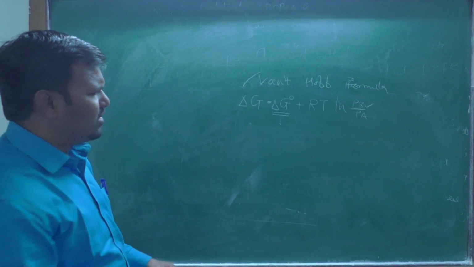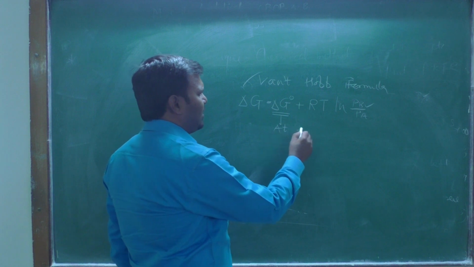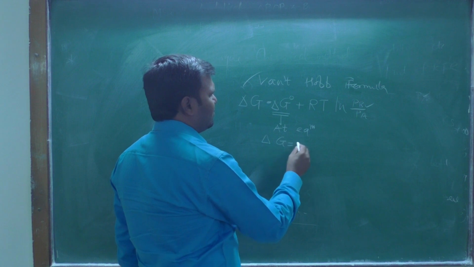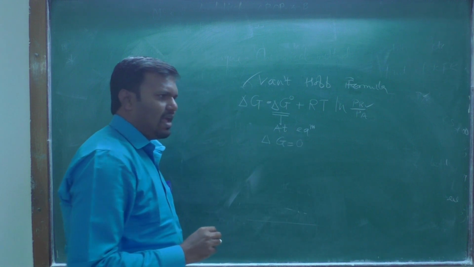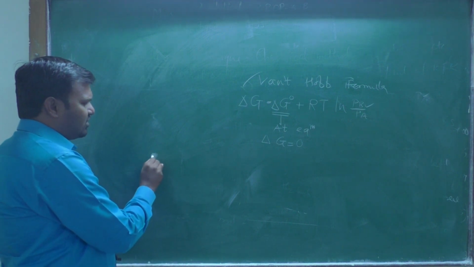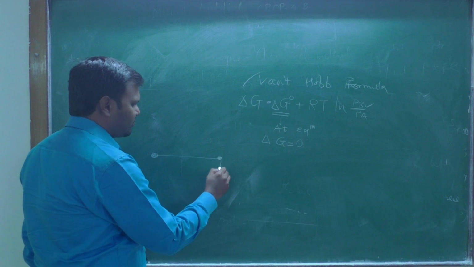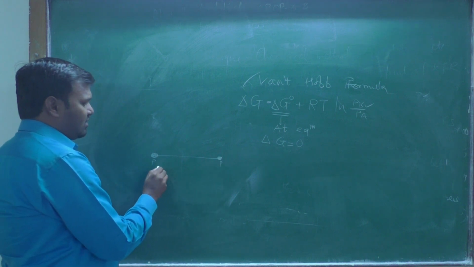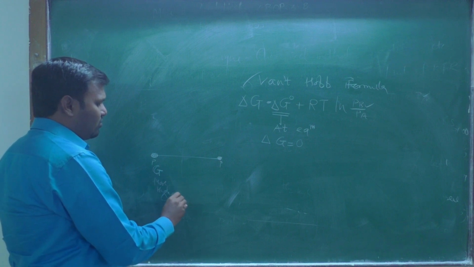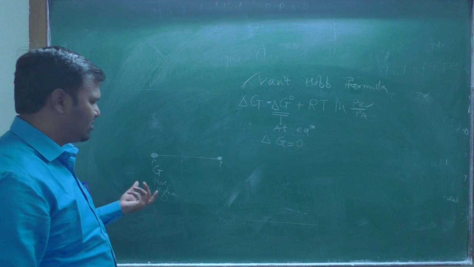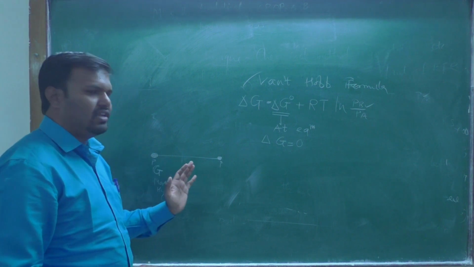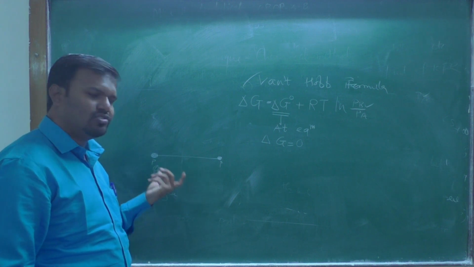Therefore, at equilibrium, as we have studied, delta G, the change in Gibbs free energy, will be 0. At the start, if the reaction proceeds to the product, its G value is higher, and you know that where a higher Gibbs function, higher Gibbs energy, is there, it tries to remove the energy and obtain the stable state.